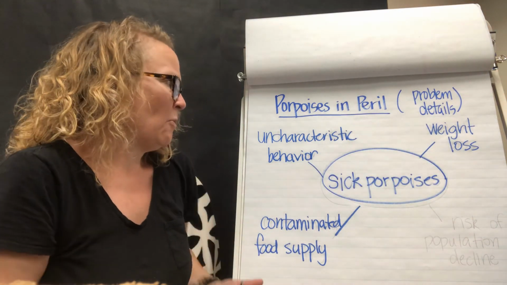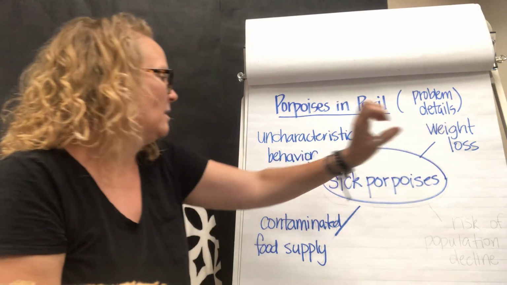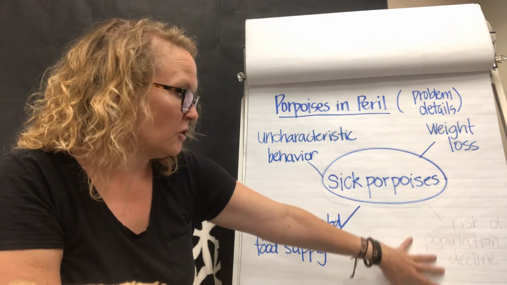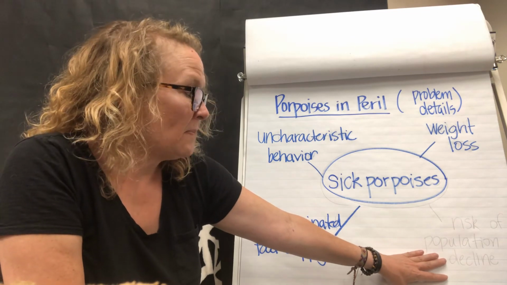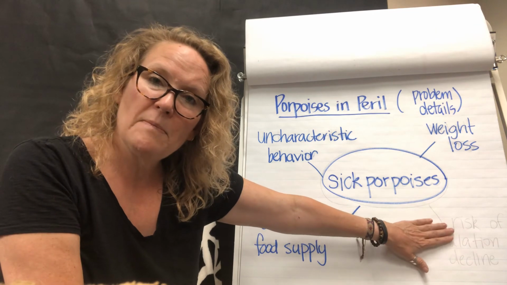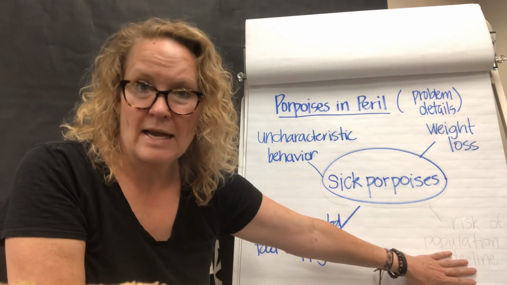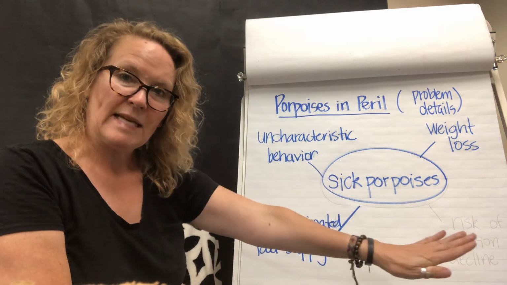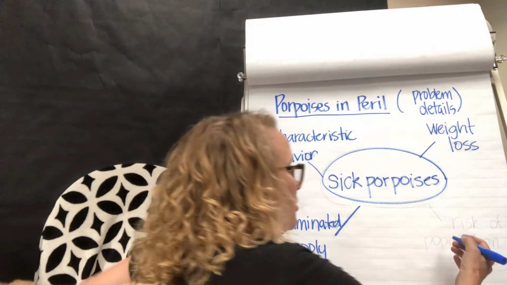And, well, what does this all add up to? Possible contaminated food supply, weight loss, uncharacteristic behavior could lead and is leading to a risk of population decline. Population decline means the whole group of the porpoises that are being studied right now is going down. Some of them are dying, maybe more than usual. So decline means going down. So we're concerned. There's a risk of population decline.